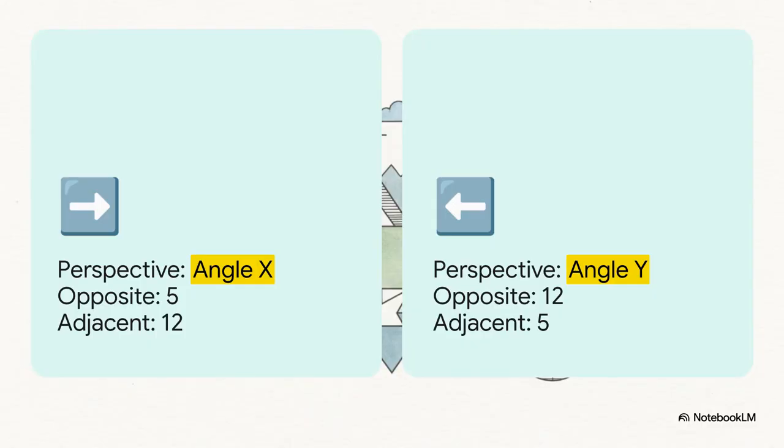Perfect. Okay, but what happens if we switch things up and look from the perspective of the other angle, angle Y? The hypotenuse, that stays the same. But look, the opposite and adjacent sides completely flip.